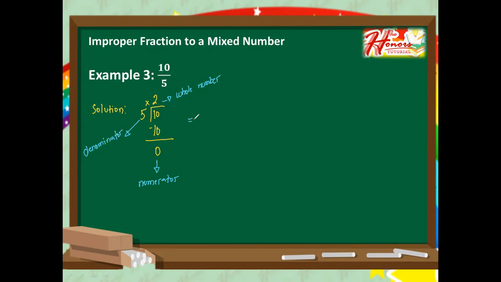Now let's change this into a mixed number. So our whole number is 2. Let's write it bigger than the other. And then let's write your numerator here, and then your denominator here. As you can see, our numerator is 0. There is a general rule that when your numerator is 0, automatically your fraction is 0. So if it is 0, we will not write it. So instead of writing 2 and 0 over 5, we will write 2 only, because the value of your fraction, which is 0 over 5, is 0. Next.